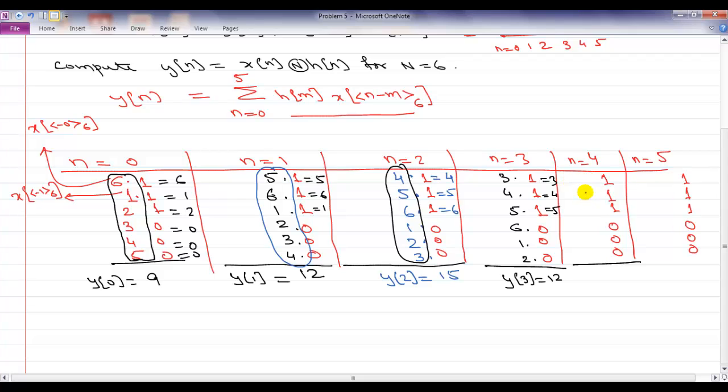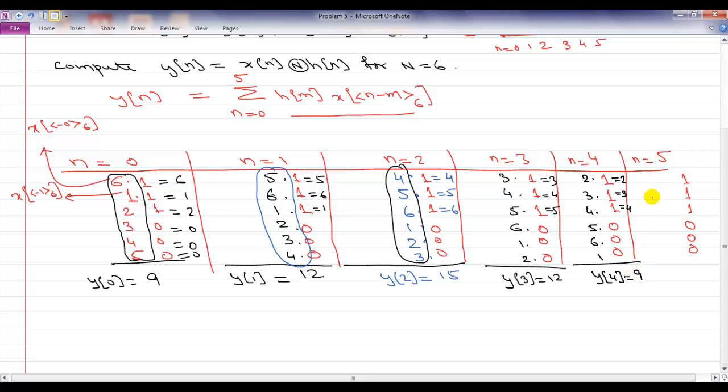I shift it again down. I get 4, 3. So I get 3, 4, 5, 6, 1, and 2 goes up. I get 2, multiply that, 3, multiply that, get 4. The rest is 0. I get y of 4 equal to 2 plus 3, 5 plus 4, 9.